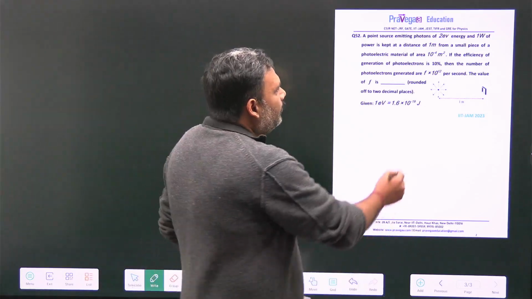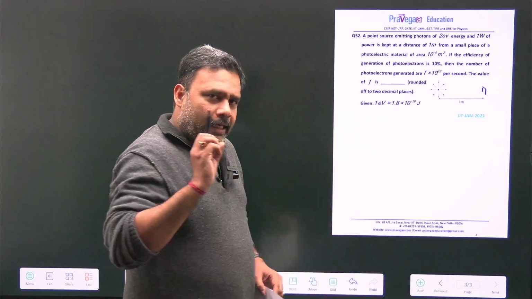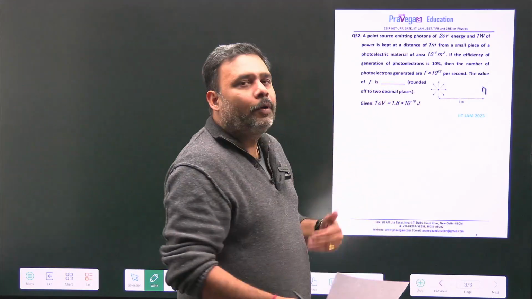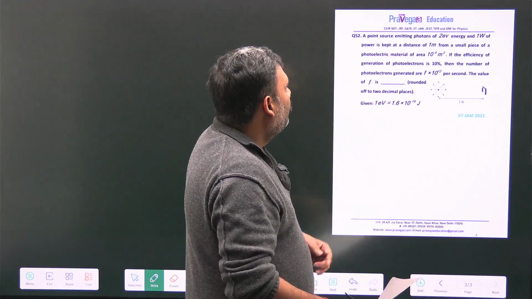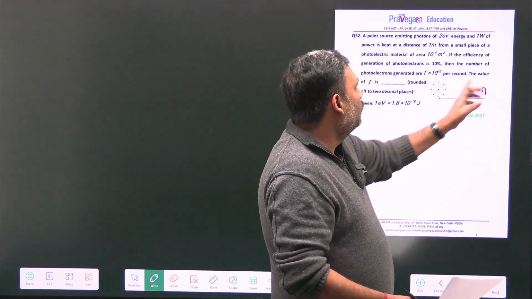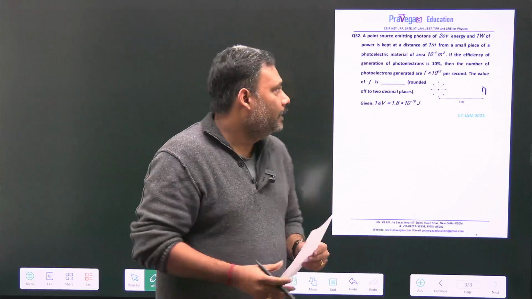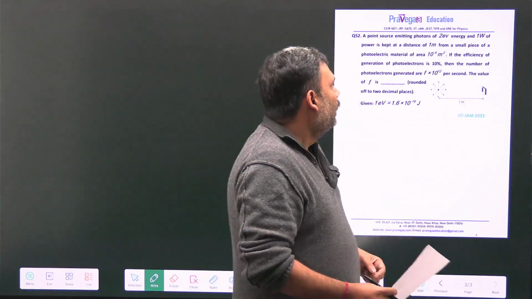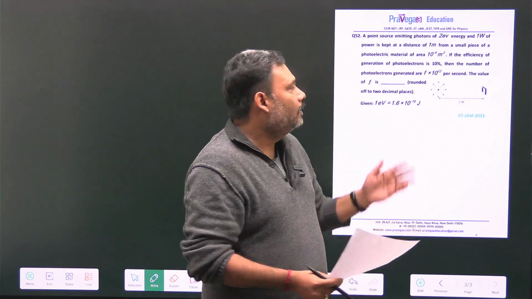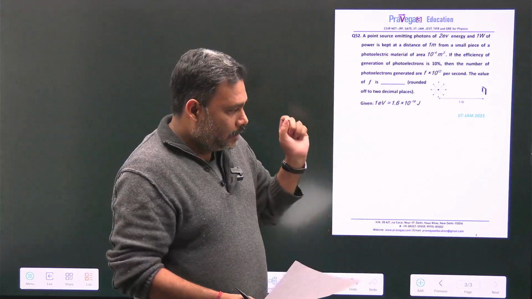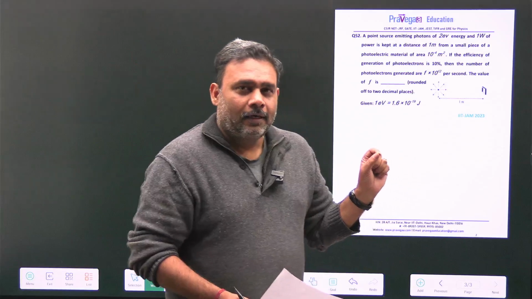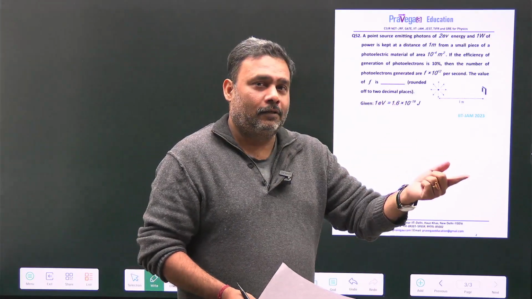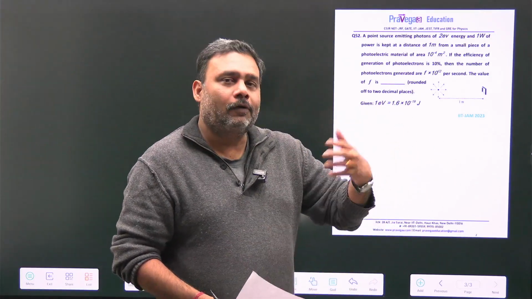So what is there? There is a point source emitting photons, and each photon has energy 2 electron volt, and its power is 1 watt. At a distance of 1 meter there is a small piece of photoelectric metal whose area is 10 to the power minus 4 meter square. It is also given that the efficiency of generation of photoelectrons is 10%. That means if we are sending 100 photons, then only 10 photons will generate electrons.